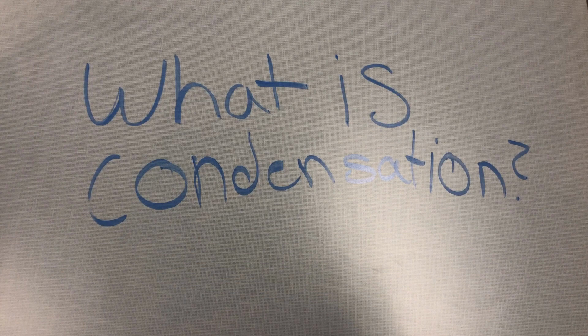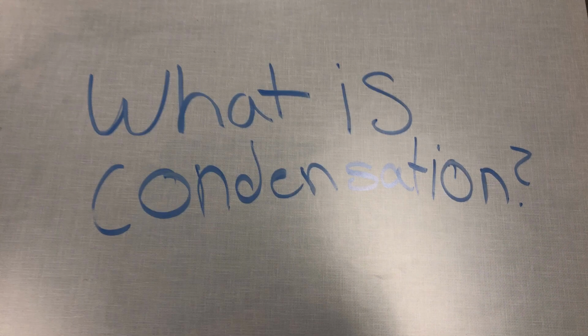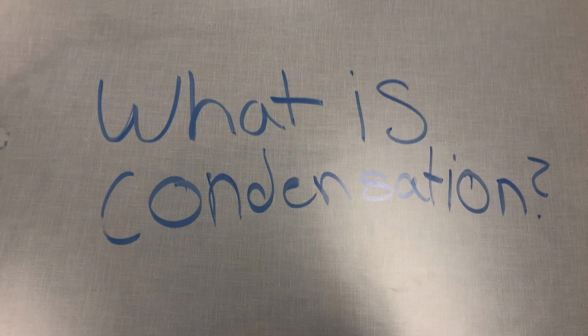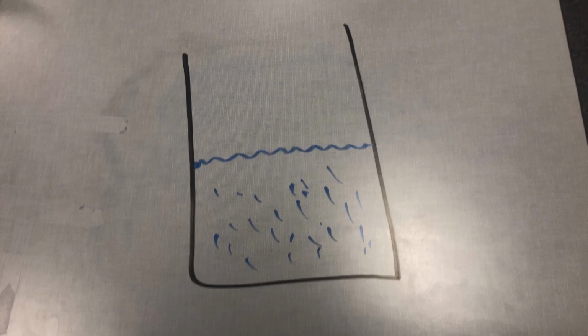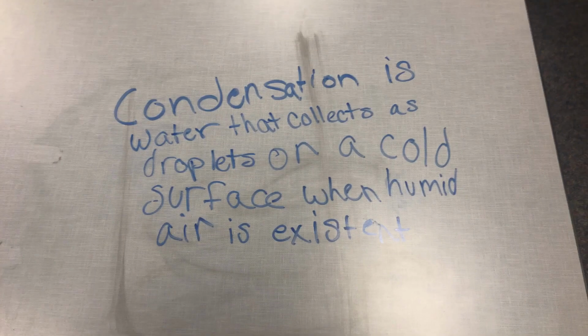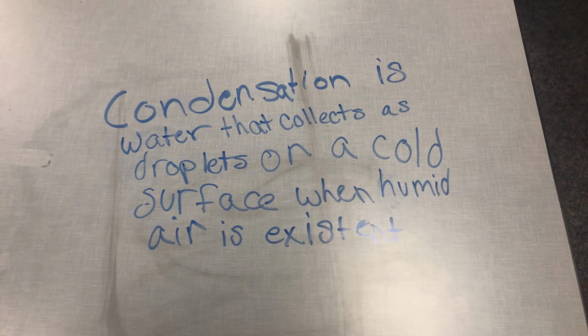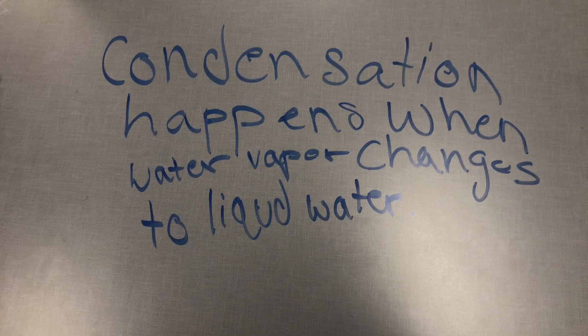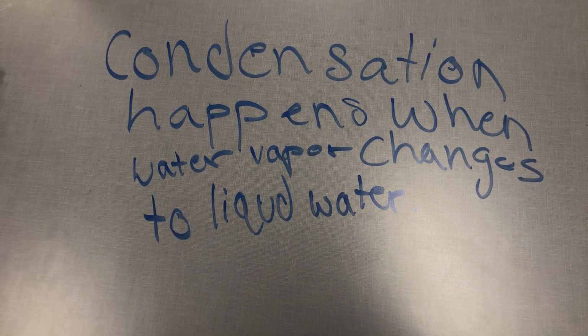What is condensation? Condensation is water that collects as droplets on a cold surface when humid air is present. How does condensation work? Condensation happens when water vapor changes to liquid water.